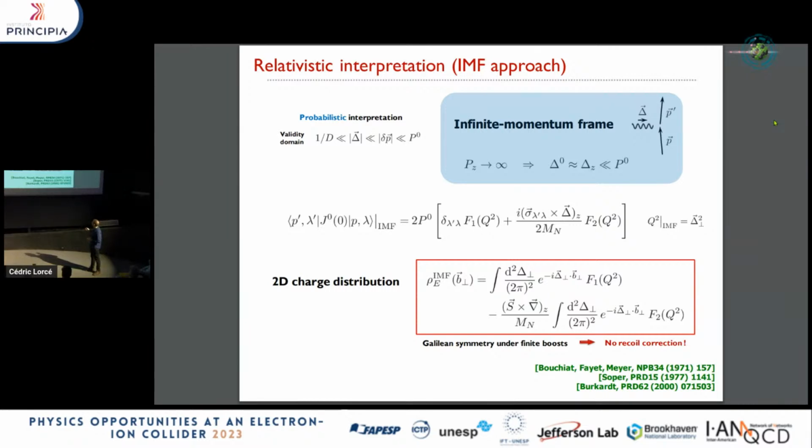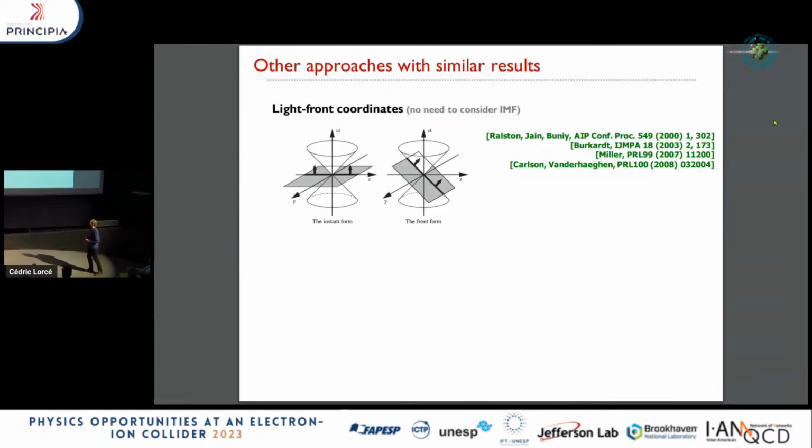I recently discovered that the very first people who proposed this kind of idea did so already in 1971. It's a paper that is absolutely not known, so it made my day when I discovered it. Otherwise, these kinds of ideas essentially reappeared about 20 years ago. So the infinite momentum frame is just one way to get to those relativistically correct densities of charge, etc. But there are different approaches that lead to the same results.